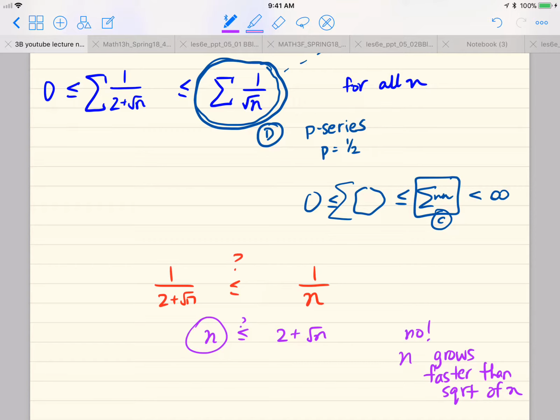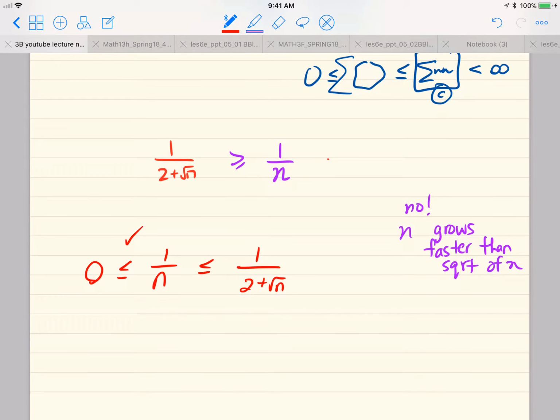Right? So maybe we should actually switch it around. So if we have, this is greater than or equal to 1 over n, right? This might make a little bit more sense. True. So 1 over 2 plus square root of n, for large n, is going to be bigger than or equal to 1 over n. This is true for large values of n.